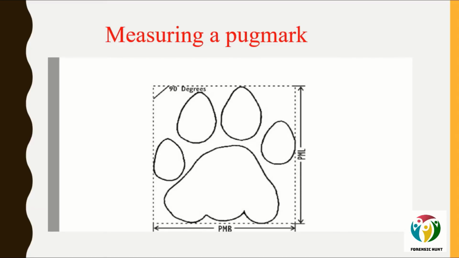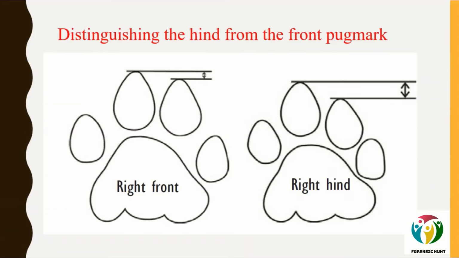If you have to distinguish a hind limb from the front limb, how would you be able to distinguish that from the pug mark? One thing that is very obvious: front paws can be identified from the rear paws as their forward thrust leaves the imprint slightly distorted.